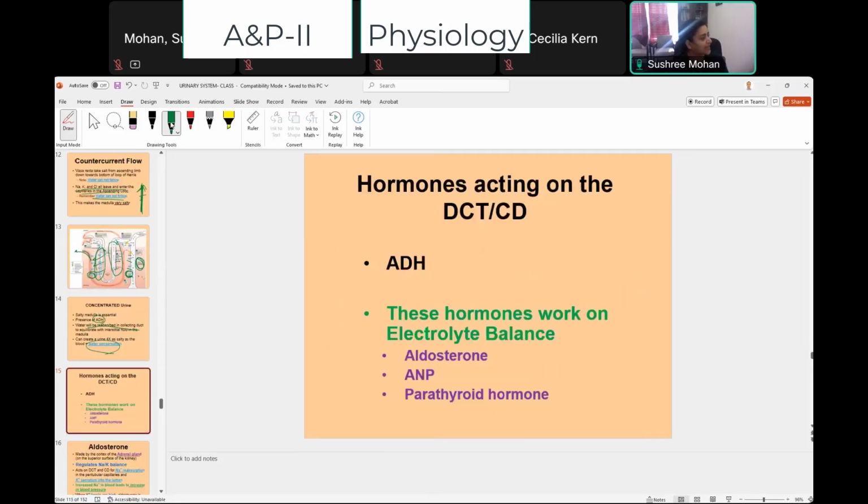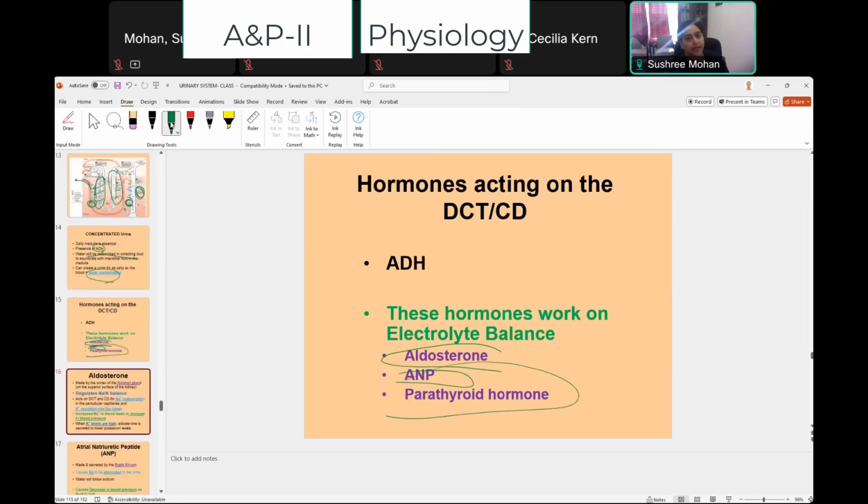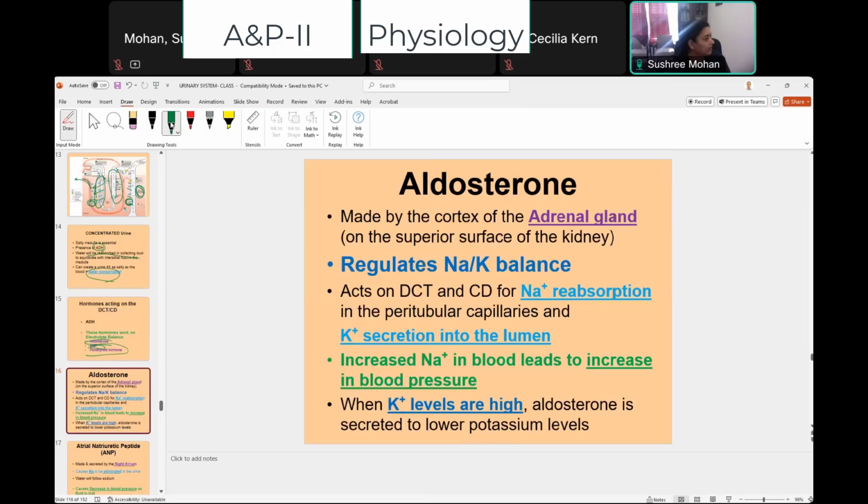So the hormones that act: ADH, antidiuretic hormone, works on electrolyte balance because it will retain the water. Aldosterone, sodium reabsorption. ANP would work opposite in function. I've already explained that it comes out from the heart. And parathyroid hormone would help in calcium metabolism. Aldosterone, made by the cortex of the adrenal, will help in sodium-potassium balance because it does sodium reabsorption, and it does potassium secretion. So it retains the sodium, and kicks out or removes the potassium.